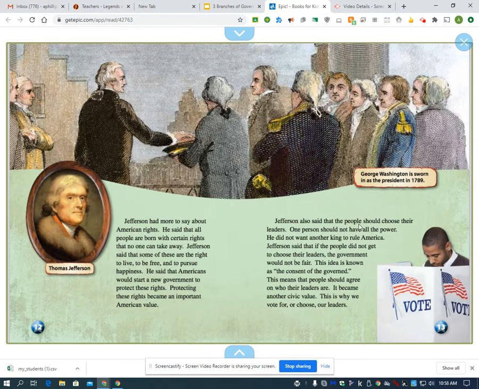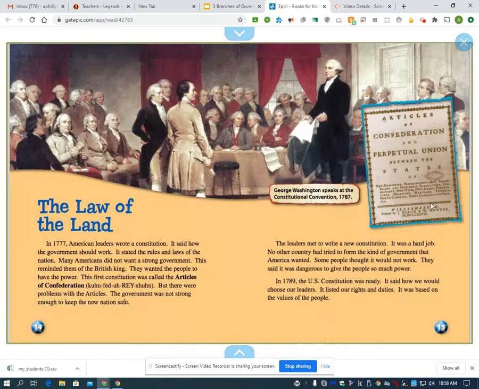Jefferson also said that the people should choose their leaders. One person should not have all the power. He did not want another king to rule America. Jefferson said that if the people did not get to choose their leaders, the government would not be fair. This idea is known as the consent of the governed. This means that people should agree on who their leaders are. It became another civic value. This is why we vote for or choose our leaders.